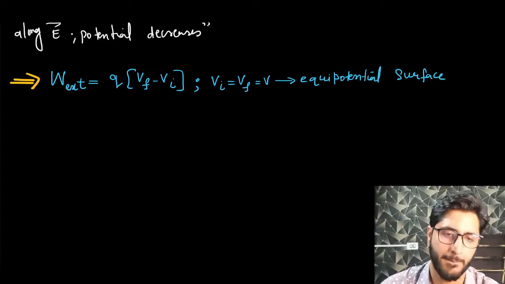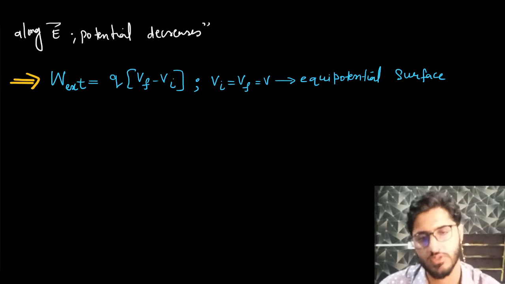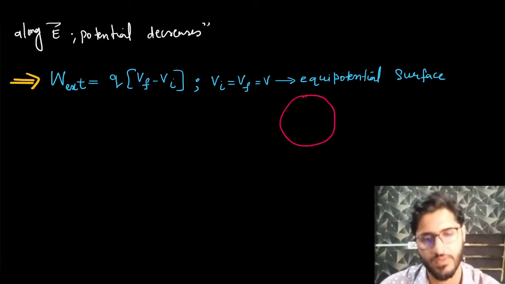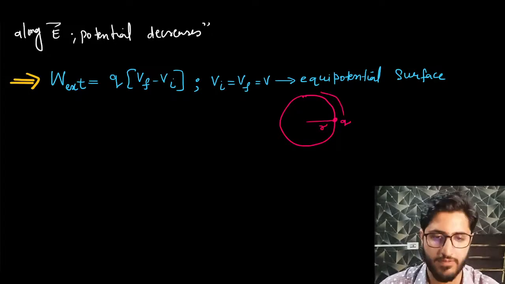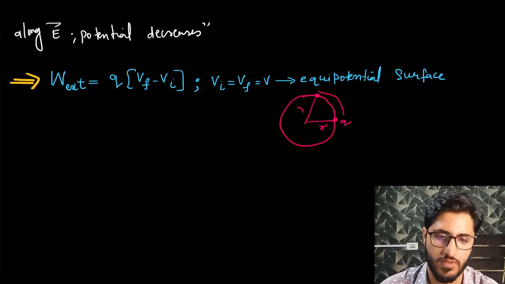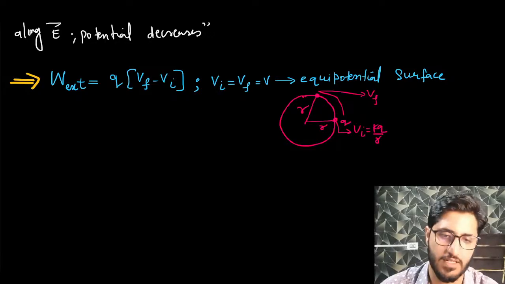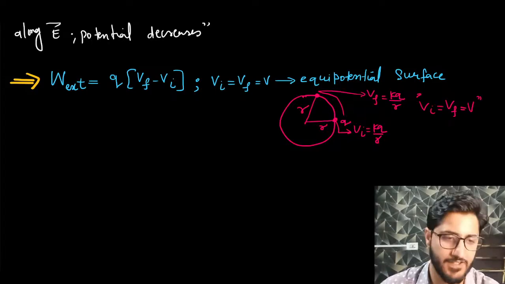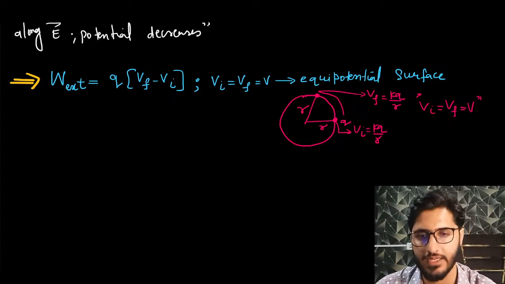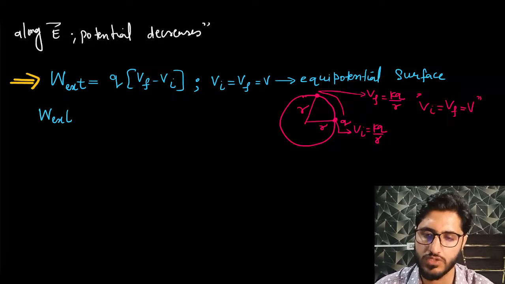Look better. Suppose in this figure we have distance r. The particle is here, and I want to take this particle from this position to this position. Here, potential V initial is kq by r, perfect. This one, V final, is also kq by r. Yes, I can write V initial equals V final equals V. It is an equipotential surface. So work done by external force is equal to q times (V minus V).